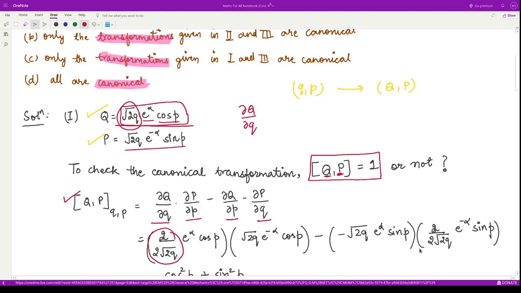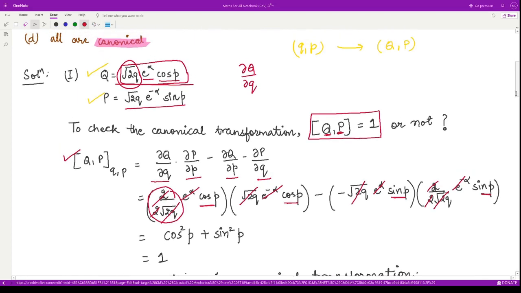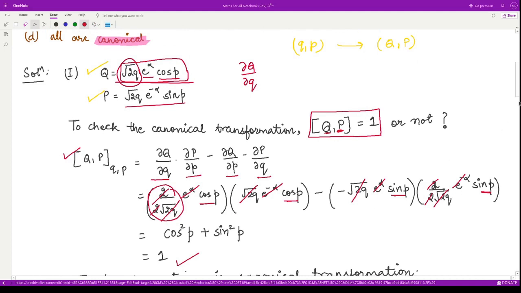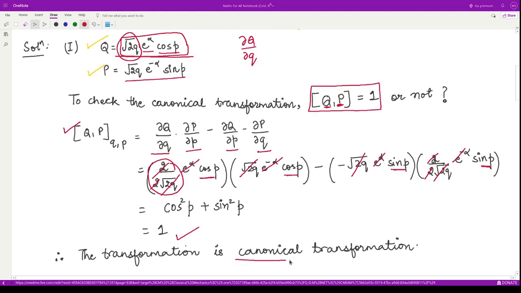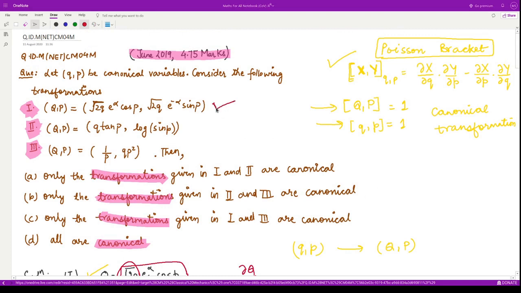Similarly, you can compute all other derivatives, and you'll see this 2 cancels with the 2 over here, this cancels with this e to the power alpha, and this becomes 1, right? So we are only left with p square cos square p, and here this minus minus becomes plus, this quantity and this quantity cancel, so we are only left with sine square p. So ultimately we'll get 1. So this comes out to be 1. That means we can say our transformation is a canonical transformation. So we got that this transformation over here, the first one, is a canonical transformation.